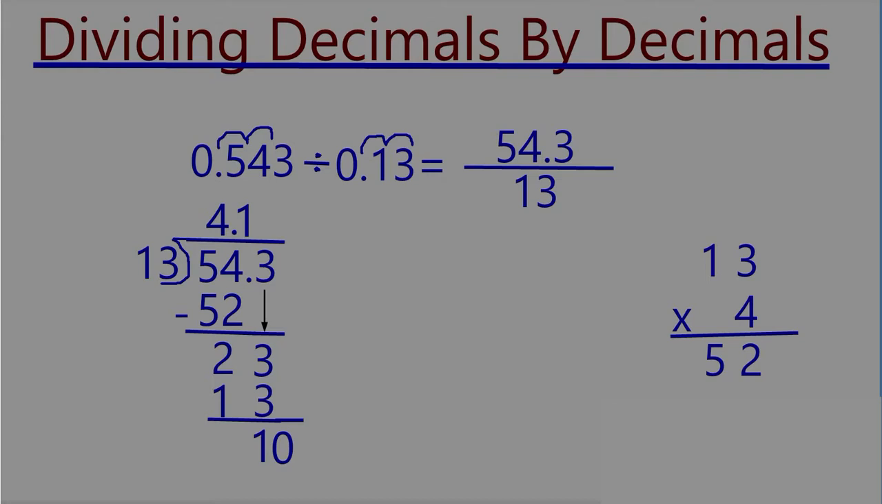As you can see, 10, which is the new dividend, is smaller than the divisor 13. We want to always make the dividend larger, in this case by placing a 0. 100 divided by 13 gives 7. Leaving our answer to the nearest hundredth, we get 4.17.